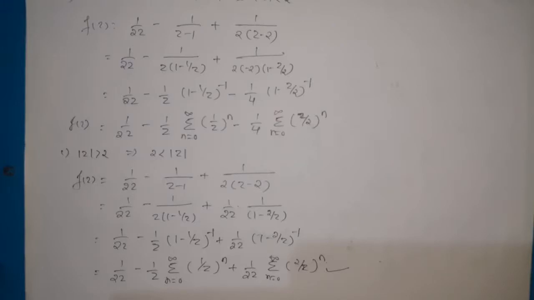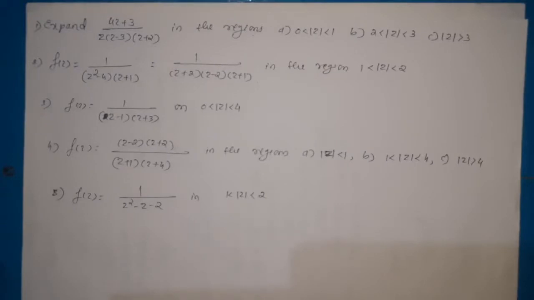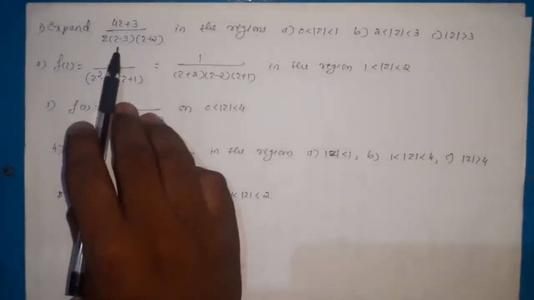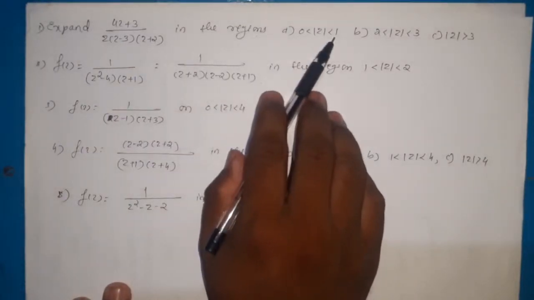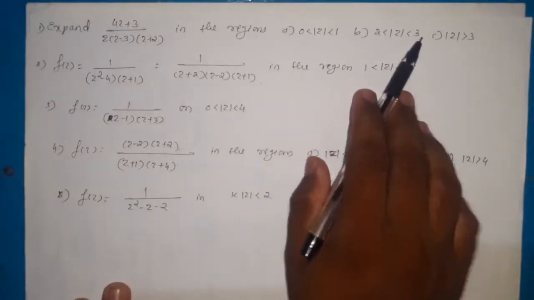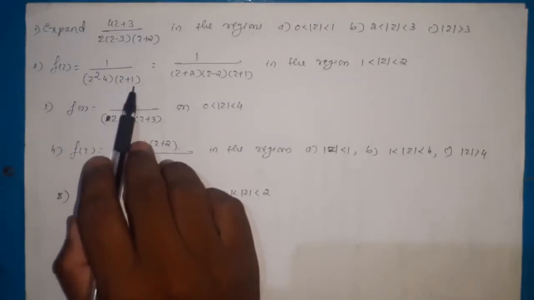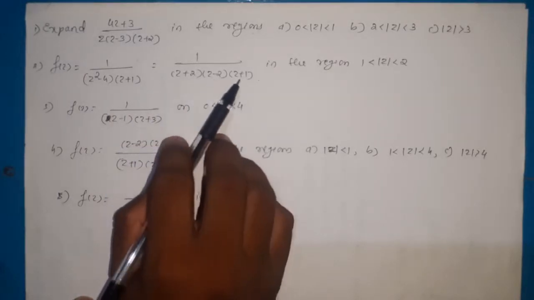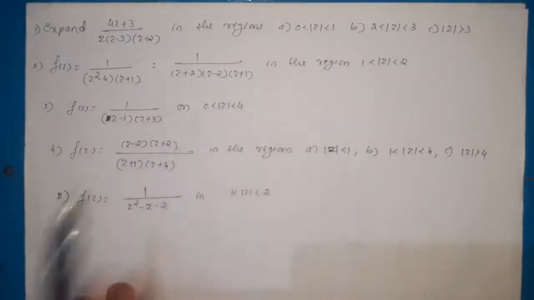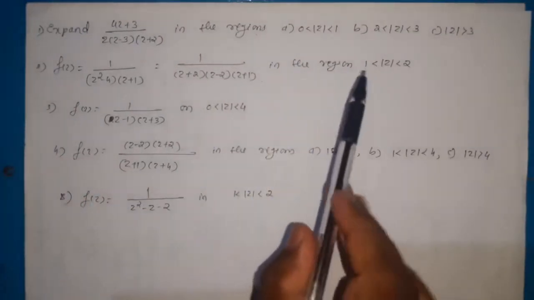So now let us take some assignment questions on these expansions. So here these are the questions. Expand (4z plus 3) divided by z into (z minus 3)(z plus 2) in the regions 0 less than mod z less than 1, 2 less than mod z less than 3, mod z greater than 3, and f of z equal to 1 by (z square minus 4)(z plus 1). So z square minus 4 can be written as (z plus 2) into (z minus 2) and z plus 1 as it is. So therefore apply the partial fraction and separate the fractions, then expand that in the series.